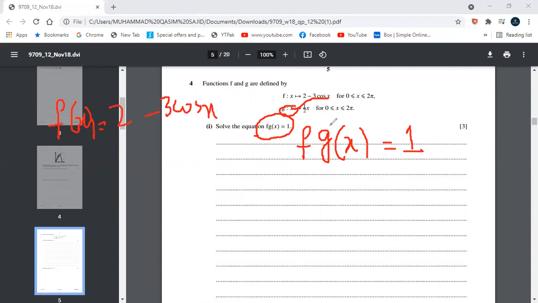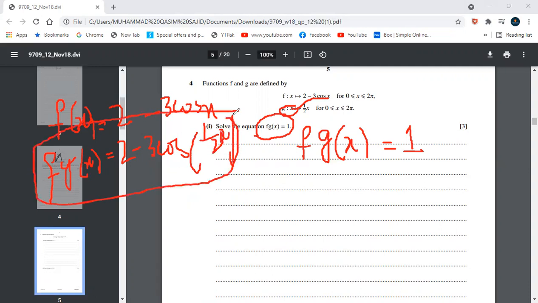And what is the value of g(x)? g(x) equals half x. So f(g(x)) must be, putting x equal to the value of g(x), 2 minus 3 cos, what is the value of x? 1 upon 2x. So it must be 1 upon 2x. Is this clear or not?